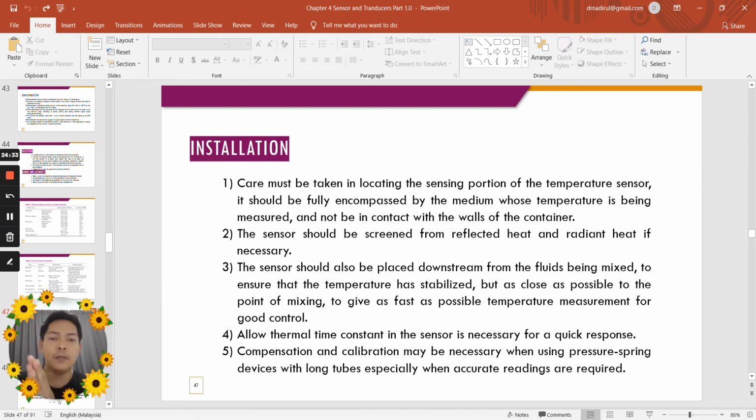The sensor should be screened from reflected heat and radiant heat if necessary. The sensor should also be placed downstream from the fluid being mixed to ensure that the temperature has stabilized, but as close as possible to the point of mixing to give as fast as possible a temperature measurement for good control. We must also allow for thermal time constant in the sensor, which is necessary for a quick response. Compensation and calibration may be necessary when using a pressure spring device with a long tube, especially when accurate readings are required.